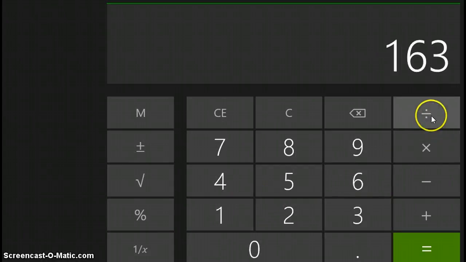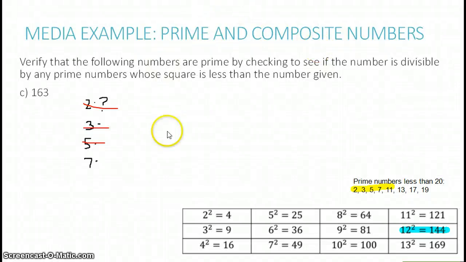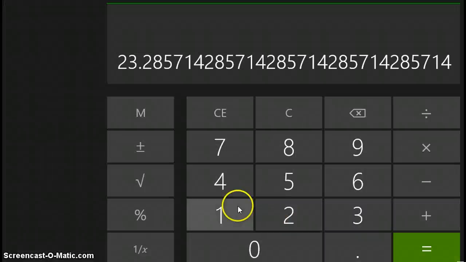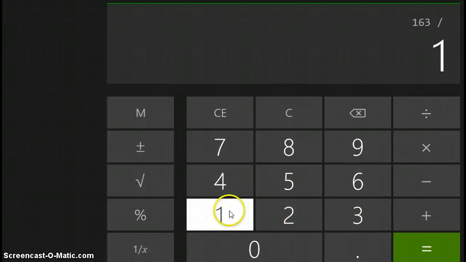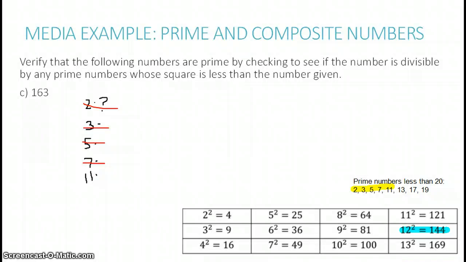163 divided by 7. Remainder because there's a decimal, so that's not a factor. And finally 11. 163 divided by 11. There's a decimal, which means there's a remainder, so 11 is not a factor. So since none of these prime numbers whose square is less than the given number is a factor of 163, we have determined that 163 is prime.